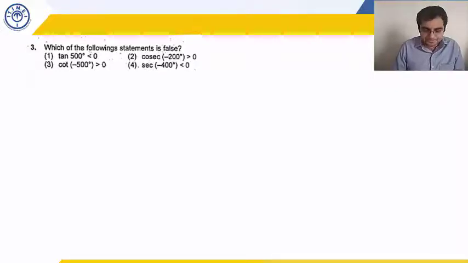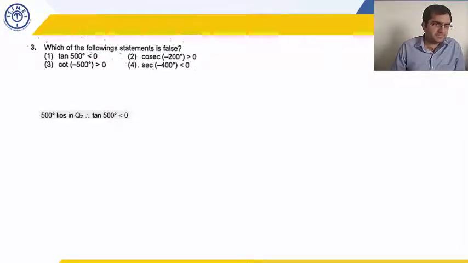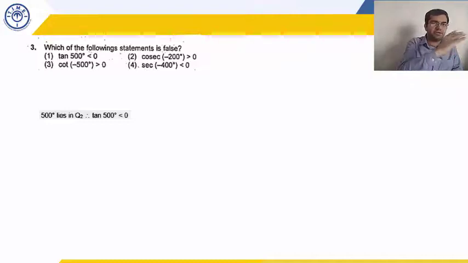Okay. So what is tan of 500? 360 plus 140. That's tan of 140. Where does 140 lie? 360 plus 140, quadrant number 2. 140 degrees, and tan of 140 is positive. Oh, sorry. Tan is negative in the second quadrant. So tan of 140 will become negative.